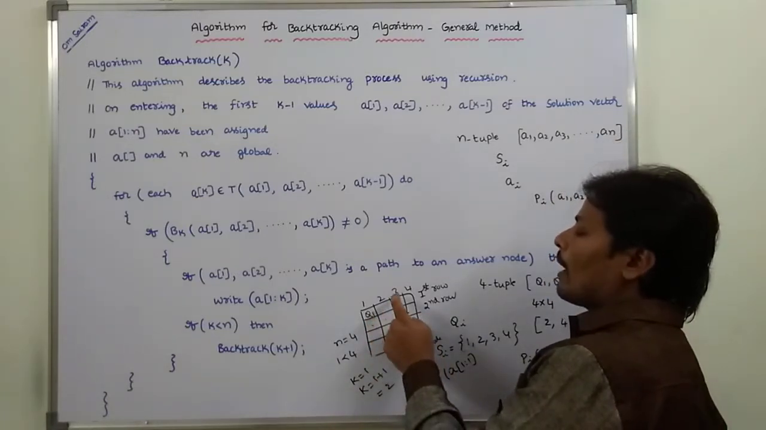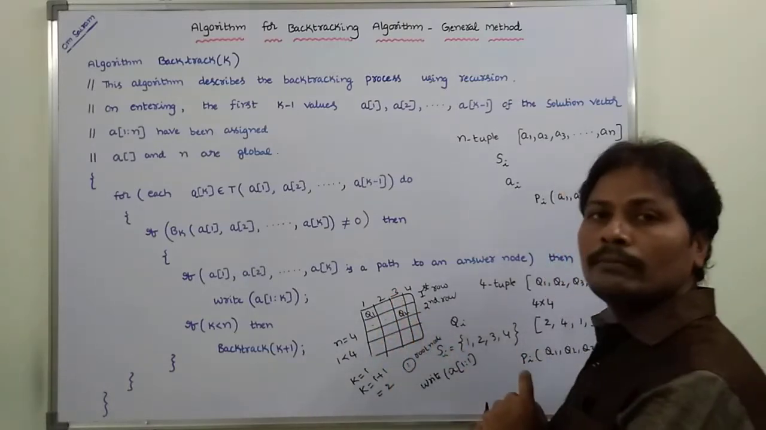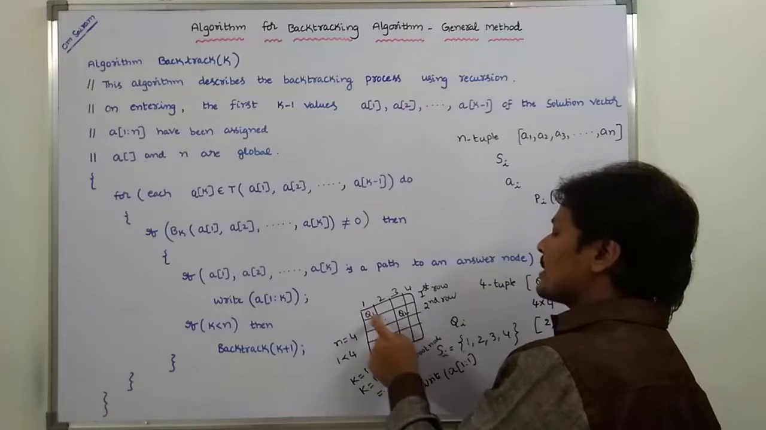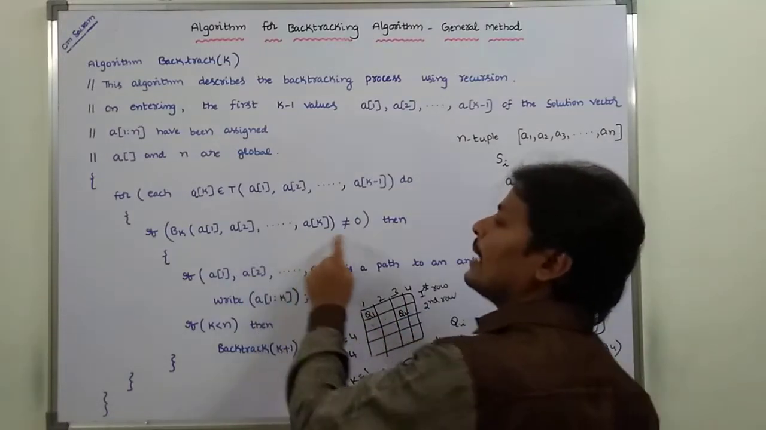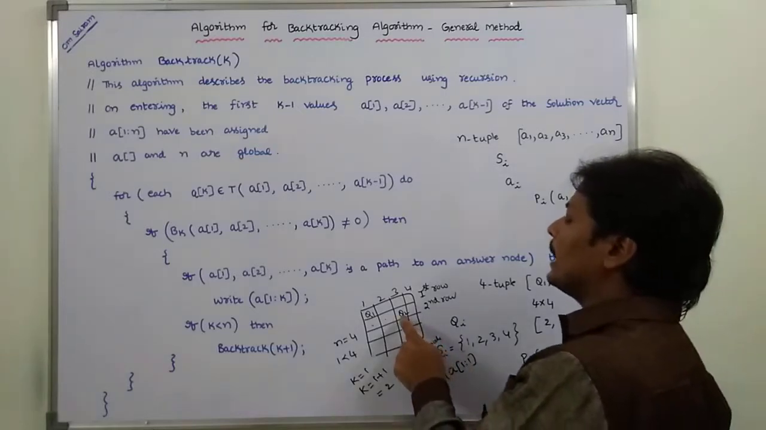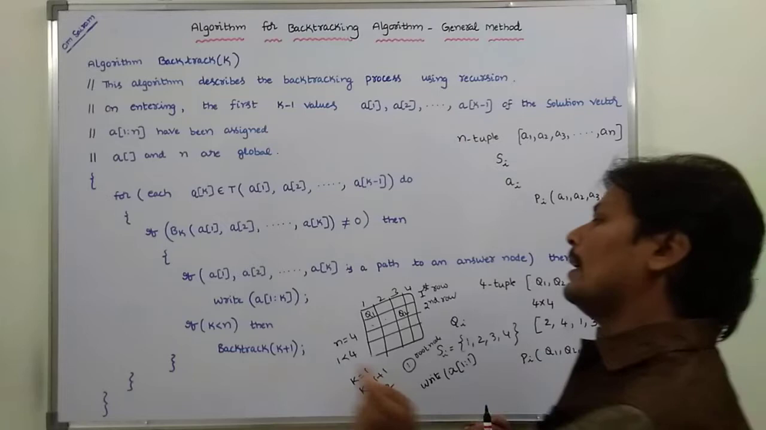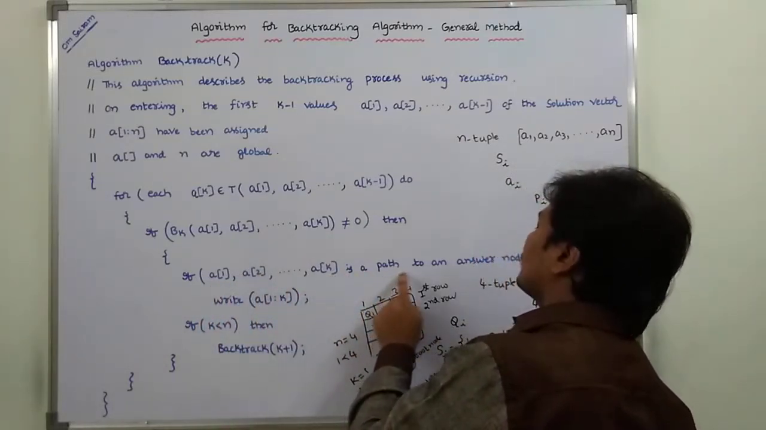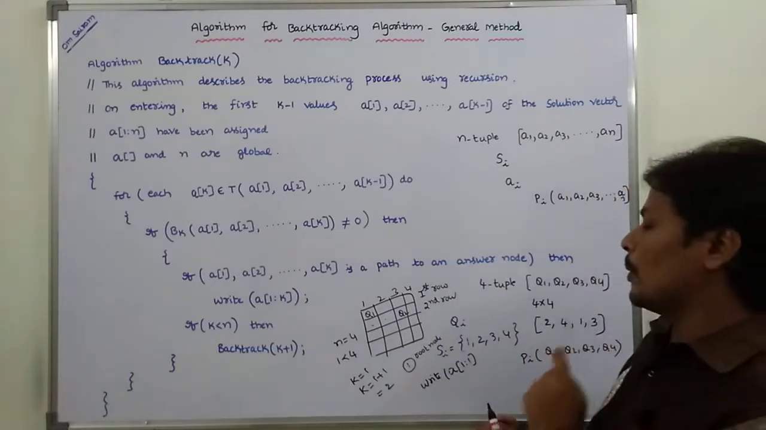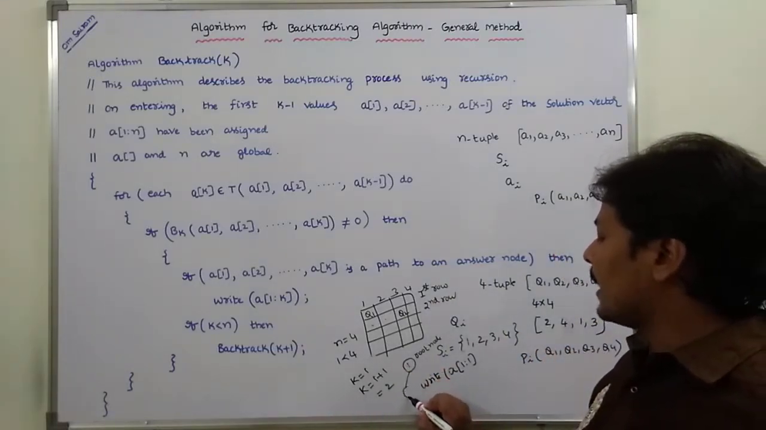No two queens are on the same row. Yes. No two queens are on the same column. Yes. No two queens are on the same diagonal. Yes. So here the bounding function is true for placing queen 2 on the third column. If a of 1, a of 2, up to a of k is a path to an answer node, so now this is the root node, and now we have to place the second queen.